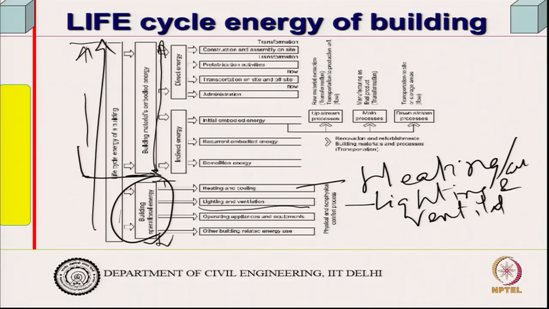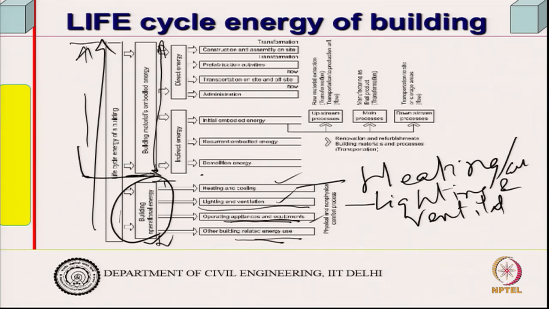Then appliances, operating appliances, for example lift, or any other household or common, everything, other building related energy use. So, main is obviously heating, cooling, lighting, ventilation, and then all appliances and so on. And if you come to this, it will have some direct energy.